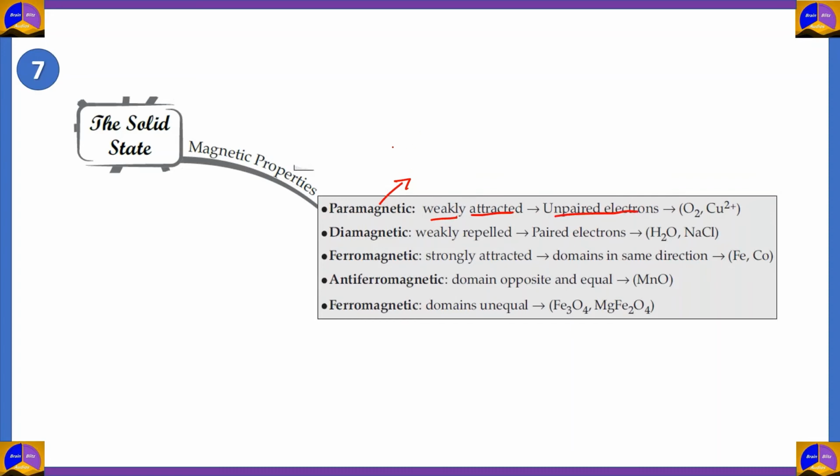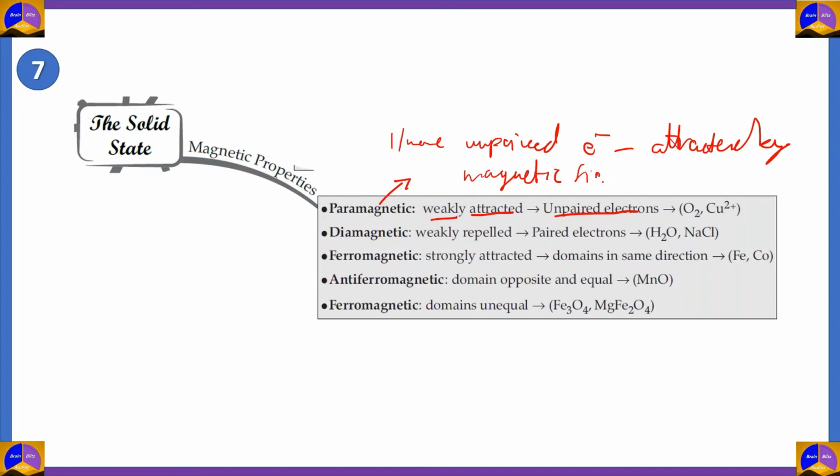So in paramagnetic solids, we have one or more unpaired electrons which are attracted by the magnetic field. Since the number of unpaired electrons is small, we have weakly attracted substances as paramagnetic. Examples include solid oxygen or Cu2+.